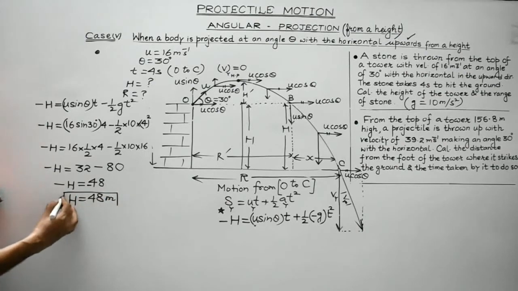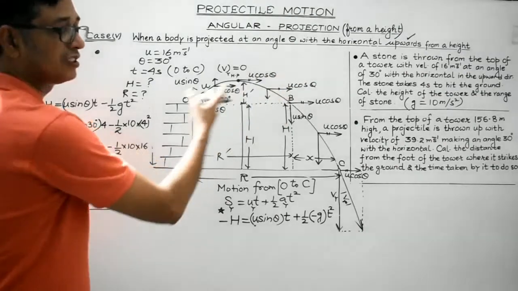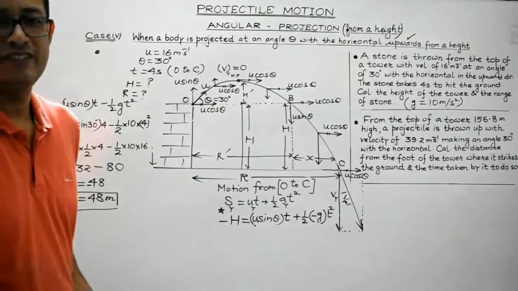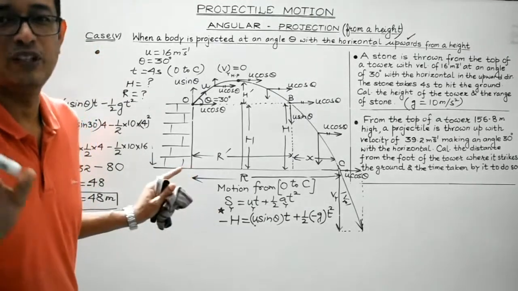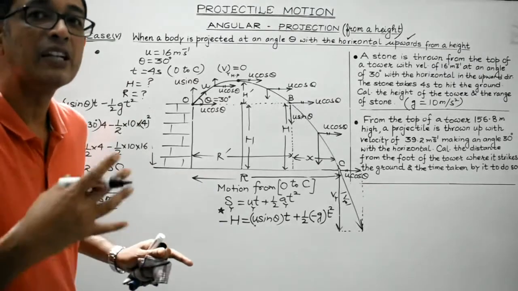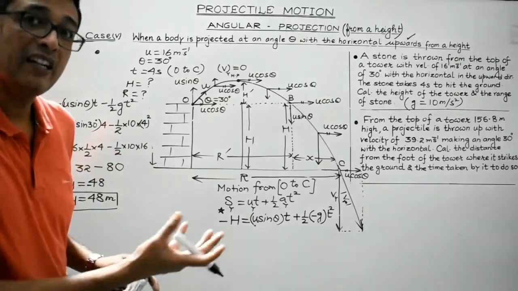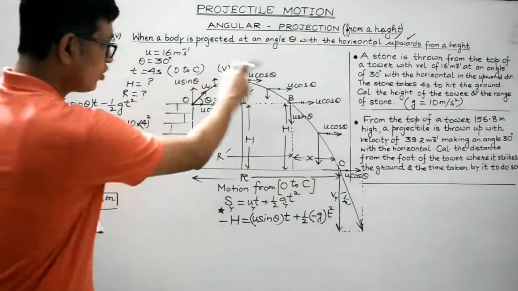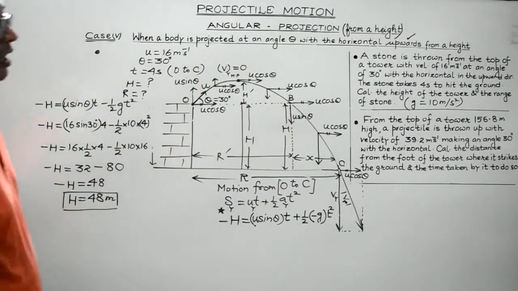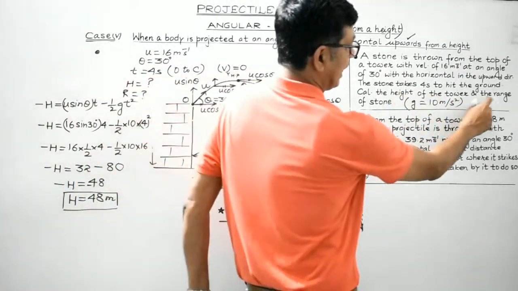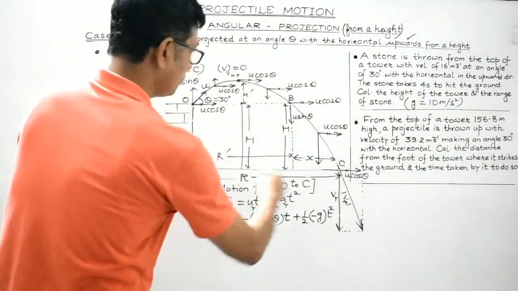So this is how such numericals need to be attempted. It's very simple, students. No need to remember any formulae. Just make use of the kinematic equations of motion and apply the concepts by drawing the relevant diagram. Right? So this is the height. Now second part. Calculate the range of the stone. This is to be found.